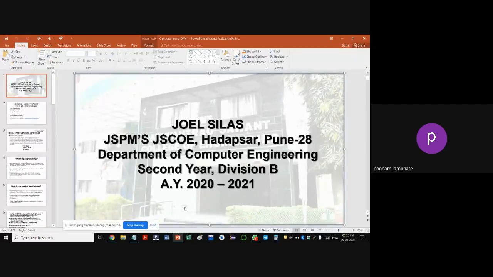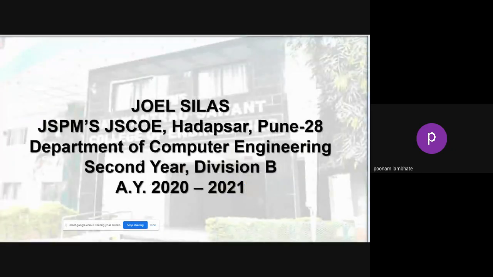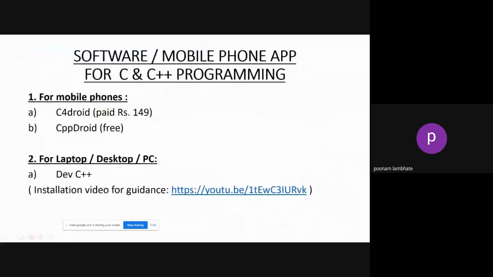In today's session, I'm also going to tell you which software or Android app you can use for programming. For C as well as C++ programming, if you do C++ in future, you can use the same software. The first is for mobile or Android phones: C4Droid. It is a paid one, but there is another one which is free, that is CPP Droid. Both are good, but I suggest you go for the free one. And for laptop, desktop or PC, you can use the Dev C++ IDE.